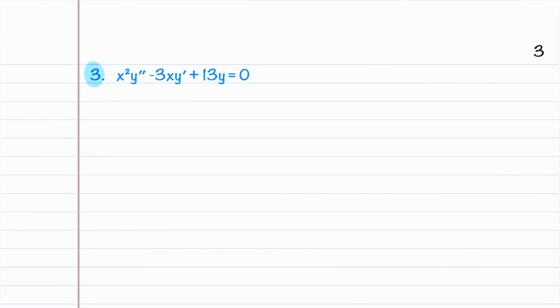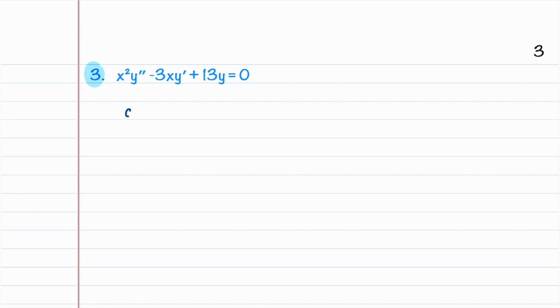In example 3, we have the Cauchy-Euler equation x squared y double prime minus 3xy prime plus 13y is equal to 0. In example 1, we had 2 real distinct roots. In example 2, we had 1 repeated root. And in this example, we're going to get complex roots. Since I've already gone through the derivation twice, for this one, let's use the formula for the characteristic equation.